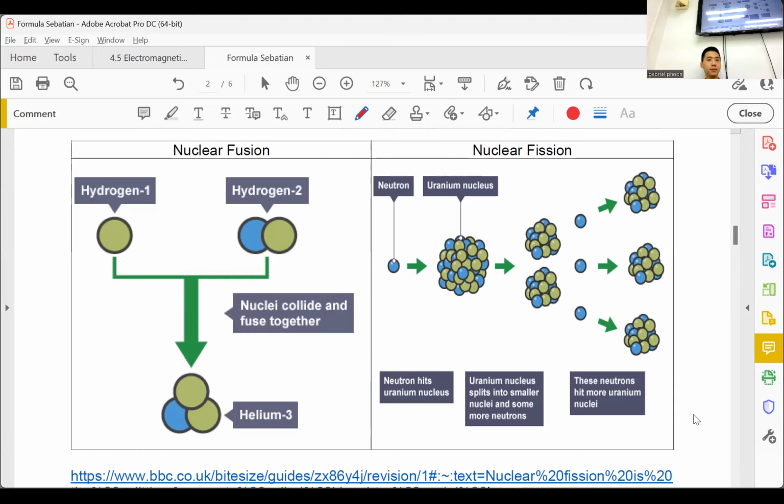The neutron smashes into this nucleus, then it splits into two, and at the same time it releases 3 more neutrons that split more nuclei into two, so it's like a chain reaction. It keeps smashing and splitting, smashing and splitting.